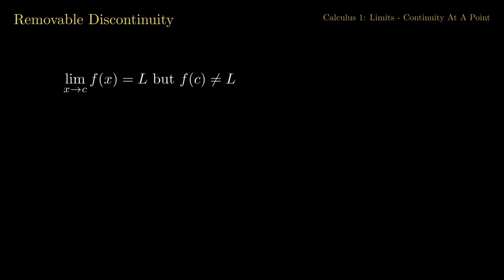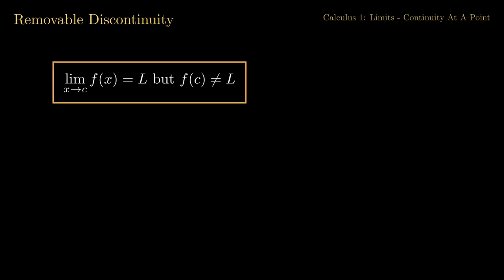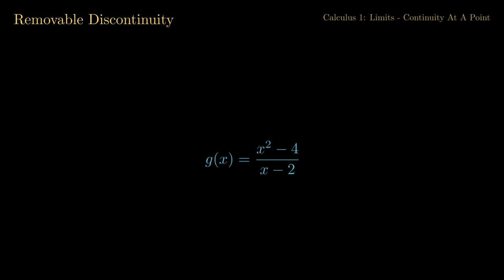Next, let's discuss removable discontinuity. A removable discontinuity occurs when the limit exists, but it does not equal the function's value. This can usually be fixed by redefining the function. Consider the function g of x equals x squared minus 4 over x minus 2. Does g of x have a removable discontinuity at x equals 2?